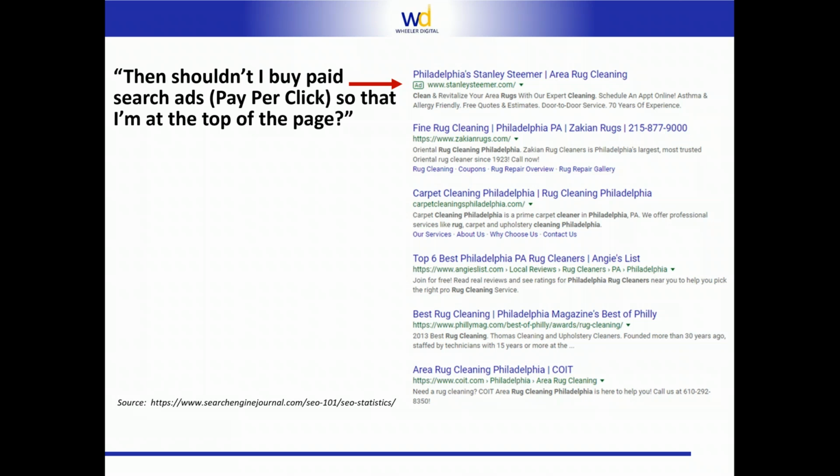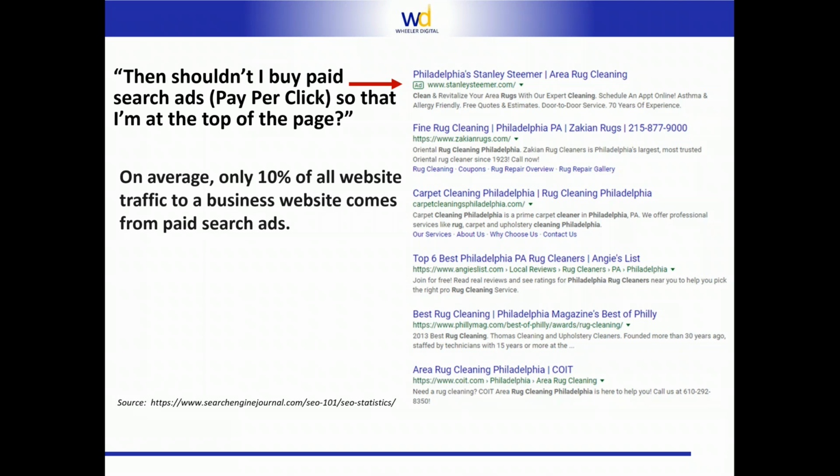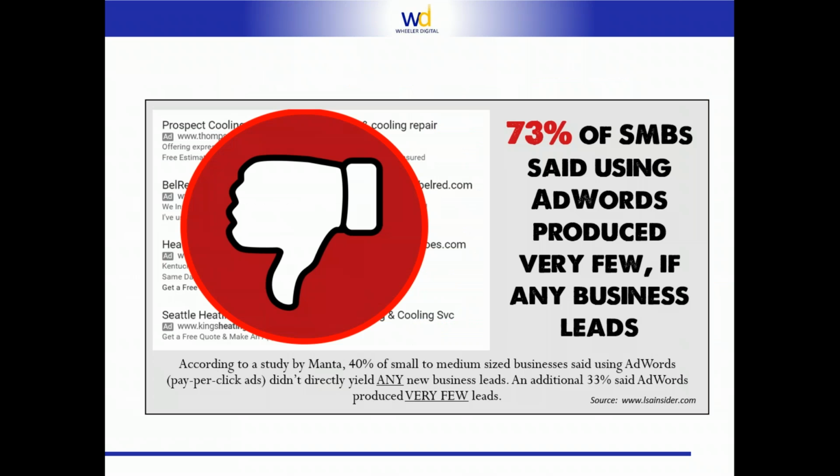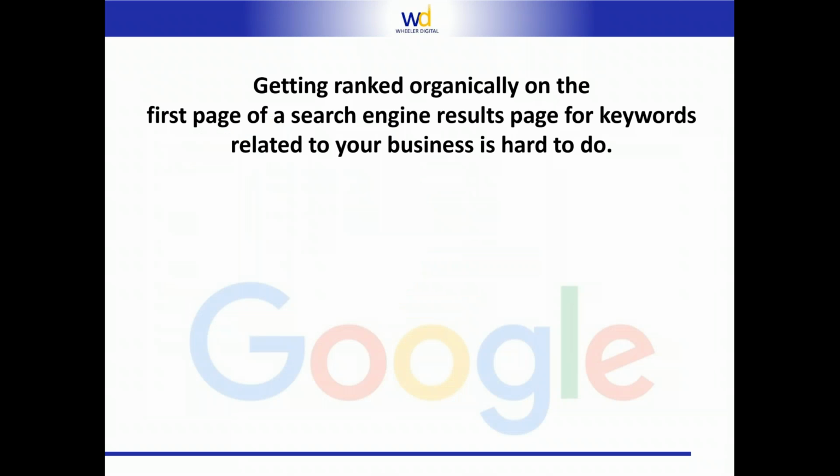Some of you might say, well, then shouldn't I buy search ads, those pay-per-click ads, so that you're at the top of the page? Well, actually, on average, only 10% of all website traffic to a business website comes from those paid search ads. The other 90% of website traffic comes from organic search or other websites listed below that pay-per-click ad. In fact, 73% of small to medium businesses said using AdWords produced very few, if any, business leads. So Google AdWords, although they're the first thing to appear at the top of the page, that's not the key to search engine optimization. Getting ranked organically on the first page of a search engine for your keywords related to your business, that is hard to do.